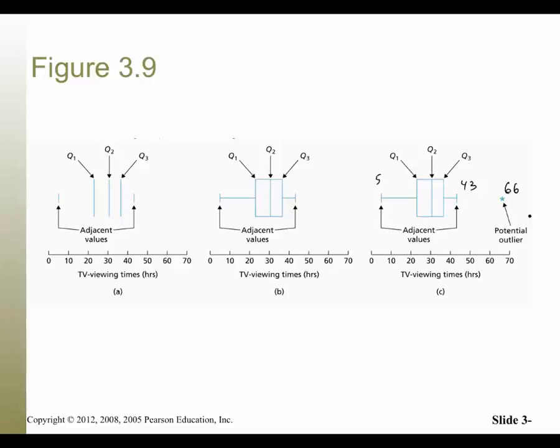Questions on that? Do you always have to label the outlier? Yeah, you should include it. Wherever there's an outlier, there could be one or two, maybe three. Use an asterisk and show it. Okay.